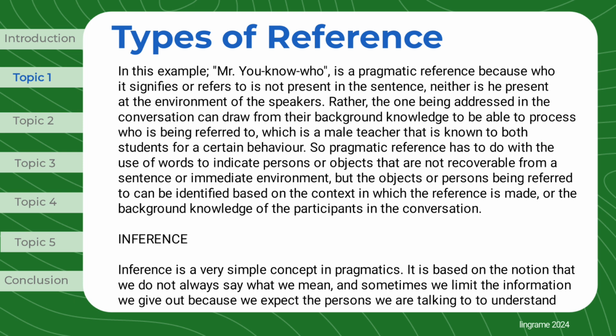So pragmatic reference has to do with the use of words to indicate persons or objects that are not recoverable from a sentence or immediate environment, but the objects or persons being referred to can be identified based on the context in which the reference is made, or the background knowledge of the participants in the conversation.